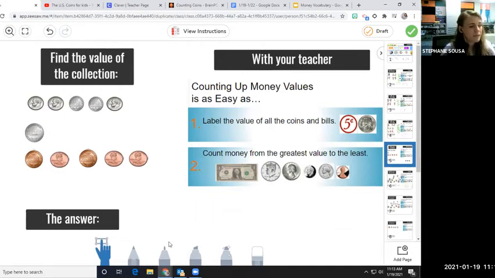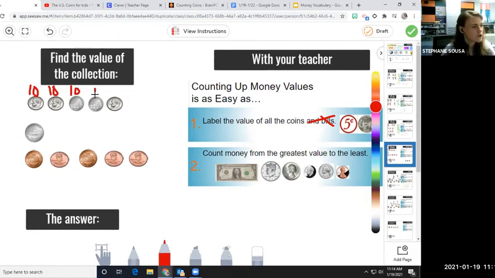All right, step 1, label the value of all coins. I'm going to cross out bills. I don't have any bills on here. Label the value. Dimes, those are worth 10 cents. Dime, dime, little and thin. I remember you're worth 10. 10 for you, 10 for you, 10 for you, 10 for you, and a 10 for you.